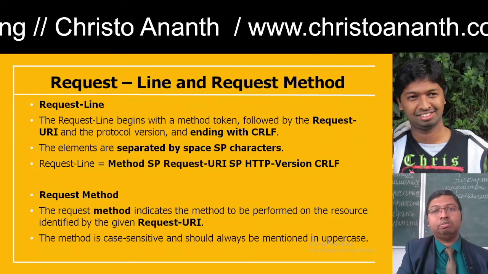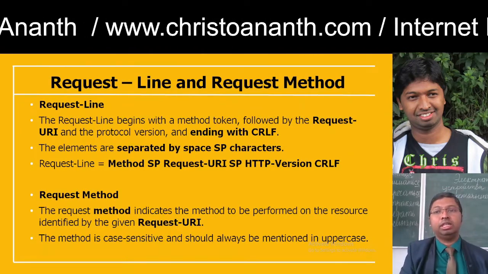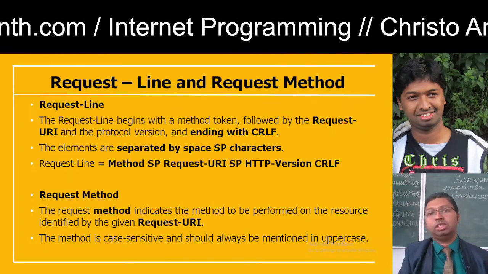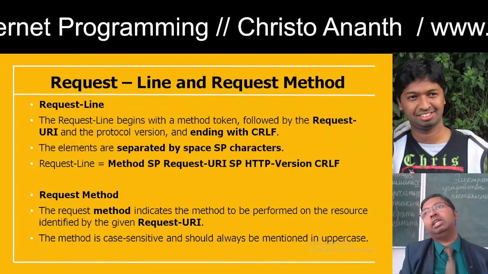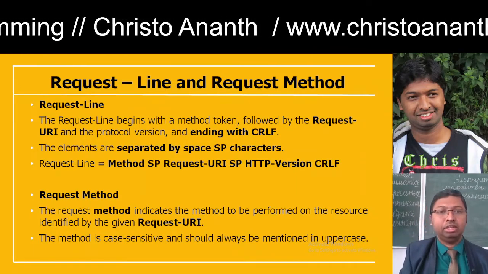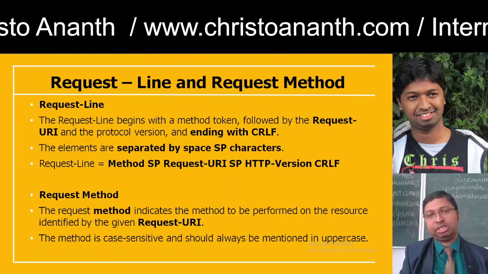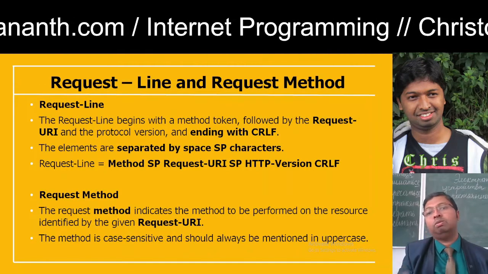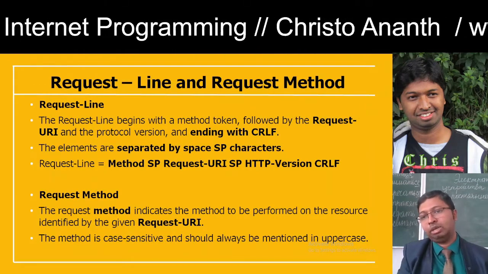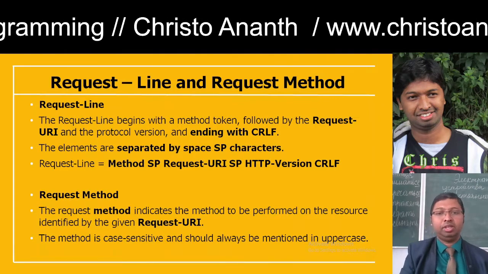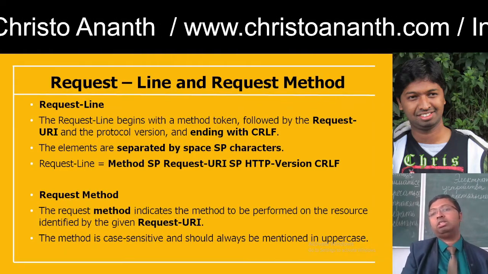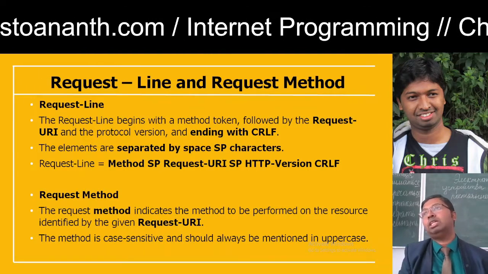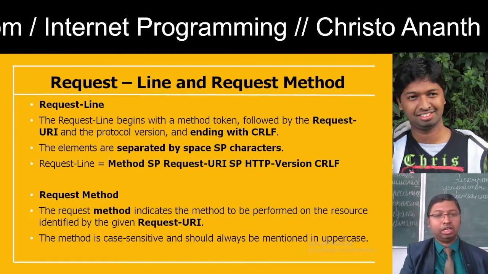The request line begins with the method token, followed by the request URI, uniform resource identifier, and the protocol version. Afterwards it ends with the carriage return line feed, CRLF. The elements are separated by white space characters, so the request line is nothing but the method SP request URI SP HTTP version CRLF. Then you will have the request method. The method indicates the action to be performed on the resource specified by the request URI.